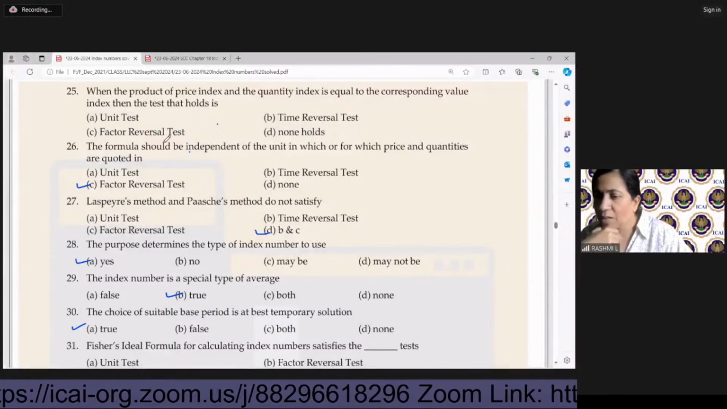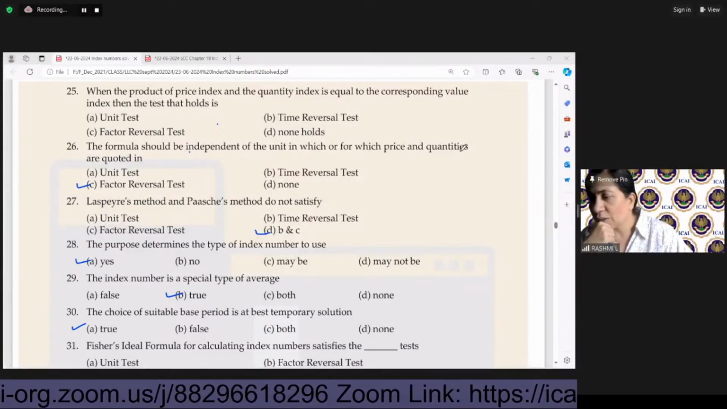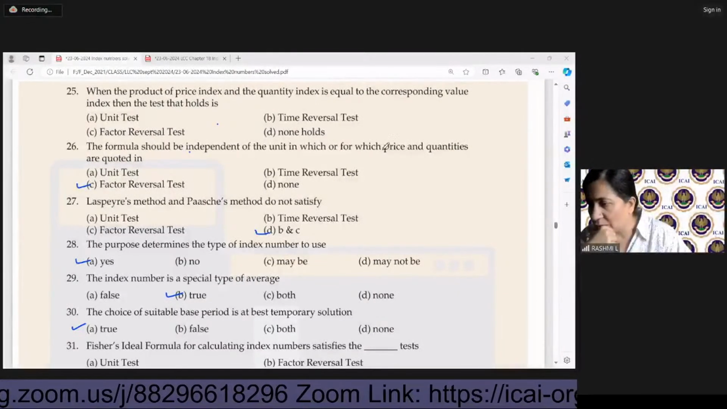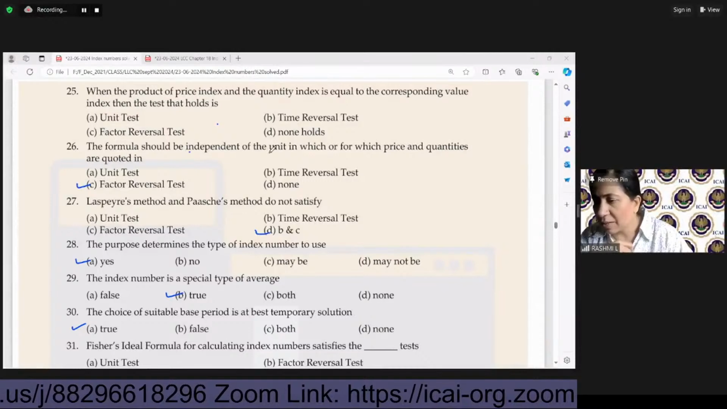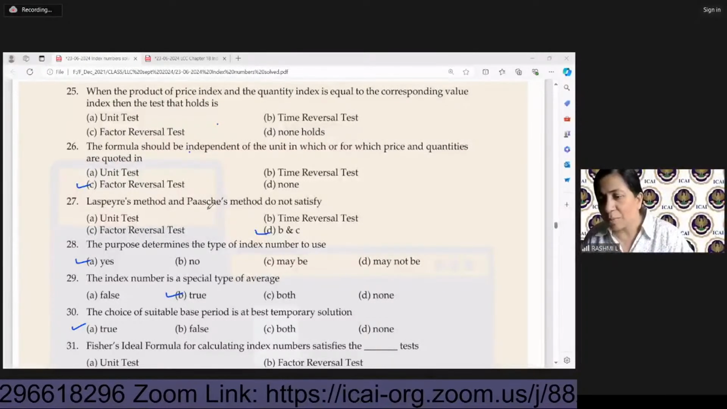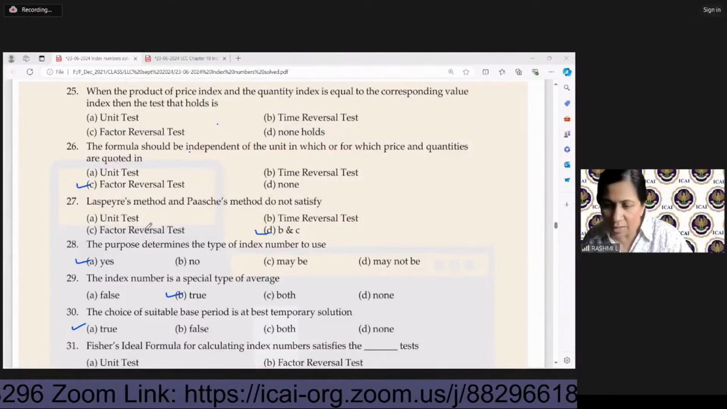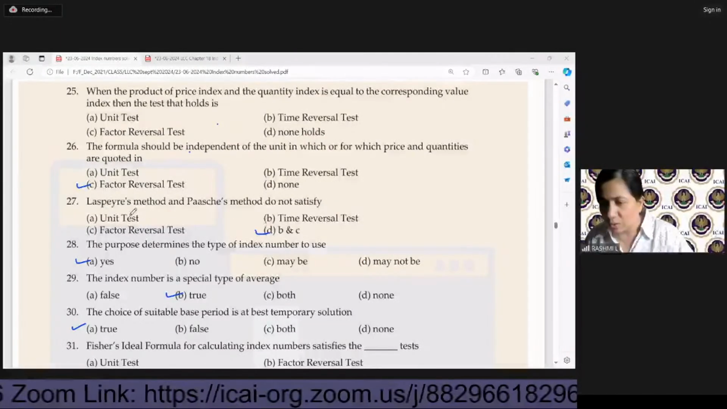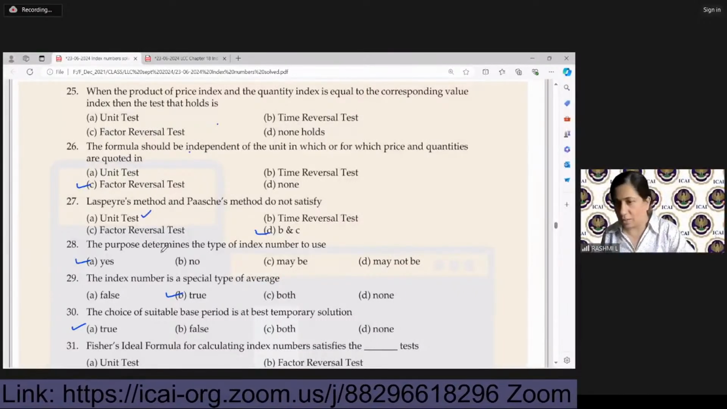C. The formula should be independent of the unit in which the prices and quantities are quoted. So independent of the unit test. Laspeyres method and Paasche method do not satisfy time reversal as well as factor reversal. Okay, it satisfies the unit test.